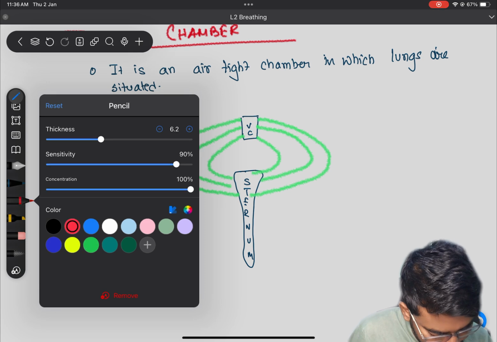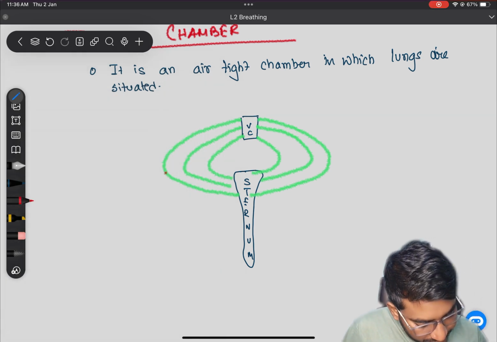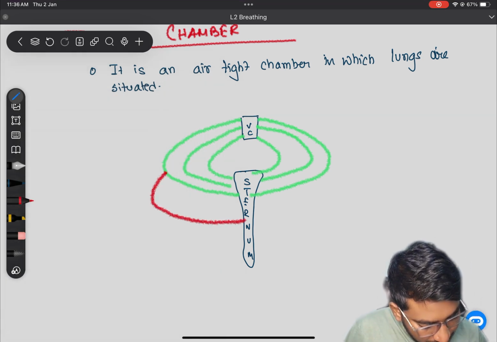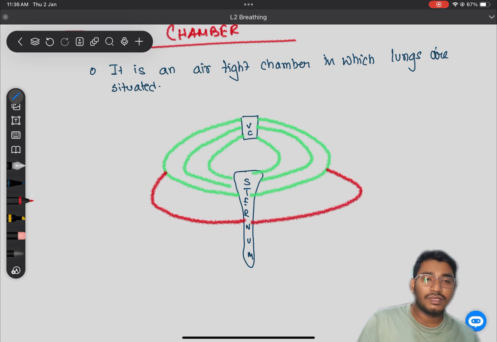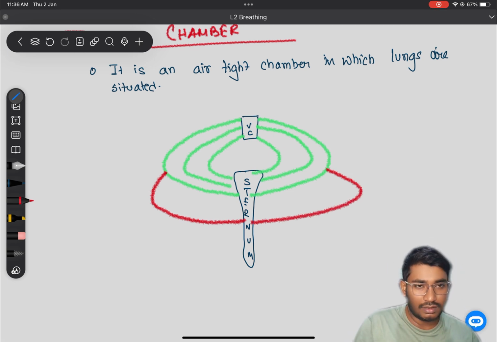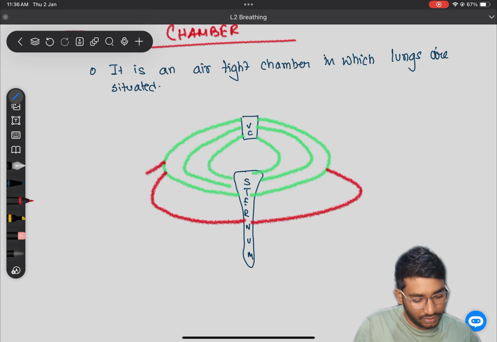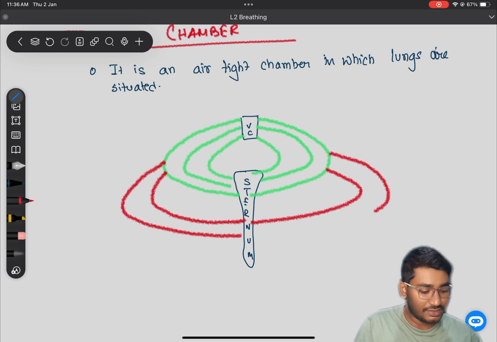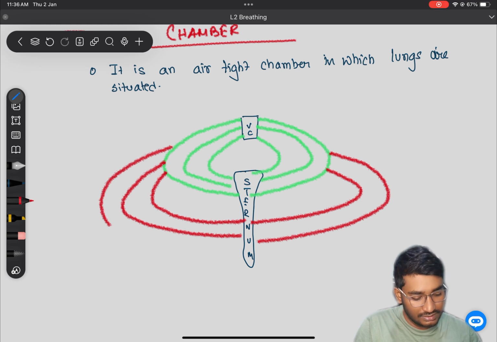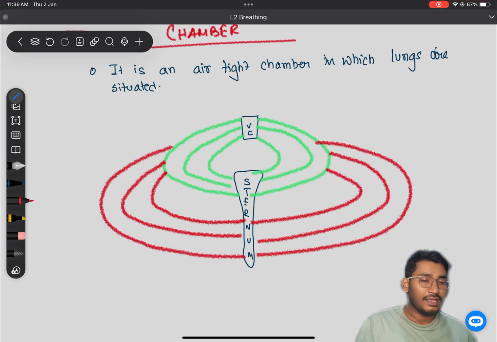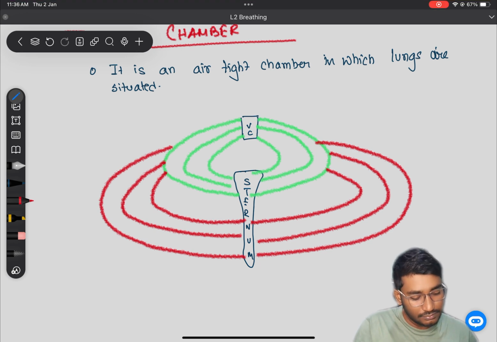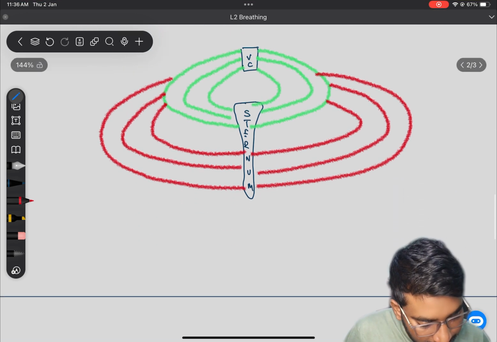Okay, the ribs which don't join with the vertebral column but are connected with the true ribs on the backward side are called the false ribs. See, these are the false ribs, but in the front side they are connected with the sternum. These are the false ribs.